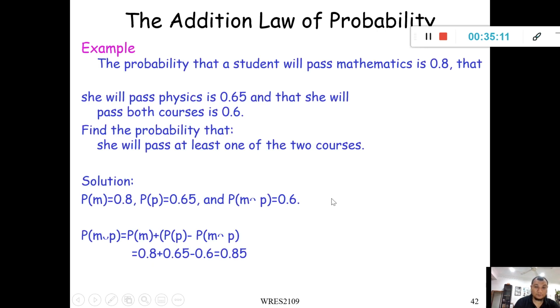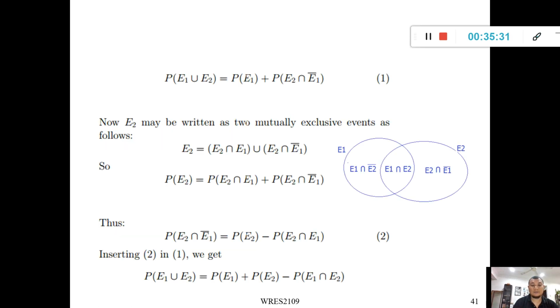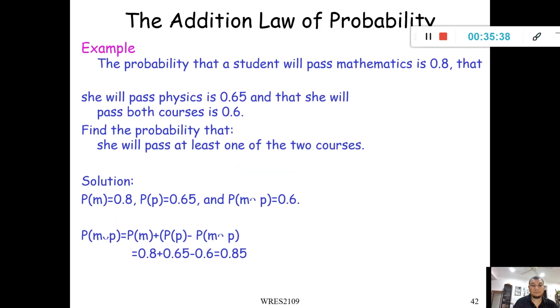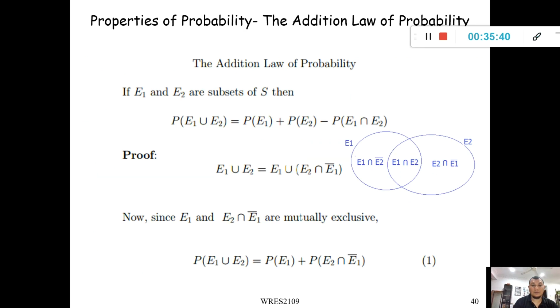This is the proof. So, the addition law of probability. The probability that a student will pass mathematics is 0.8, that she will pass physics is 0.65, and that she will pass both courses is 0.6. Find the probability that she will pass at least one of the two courses.